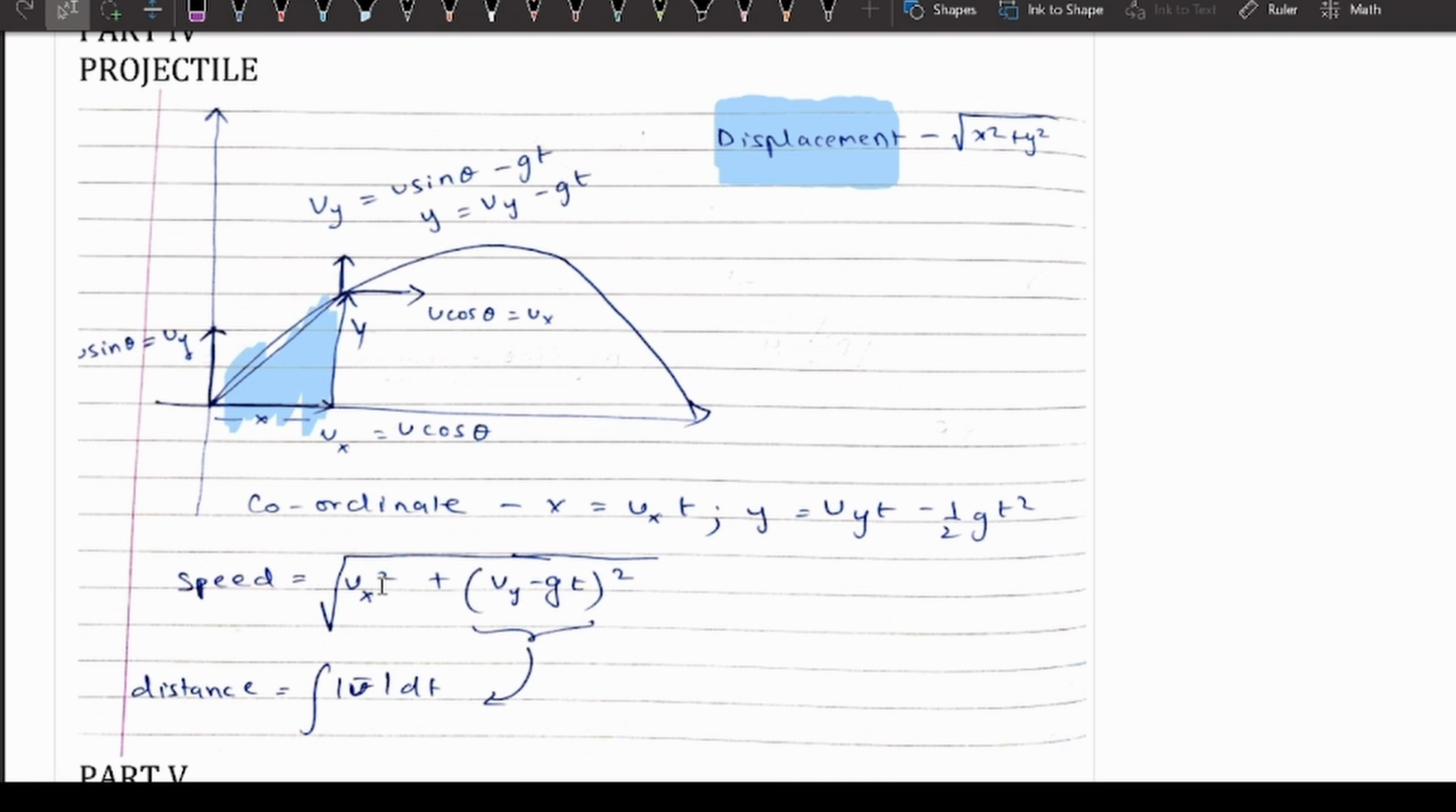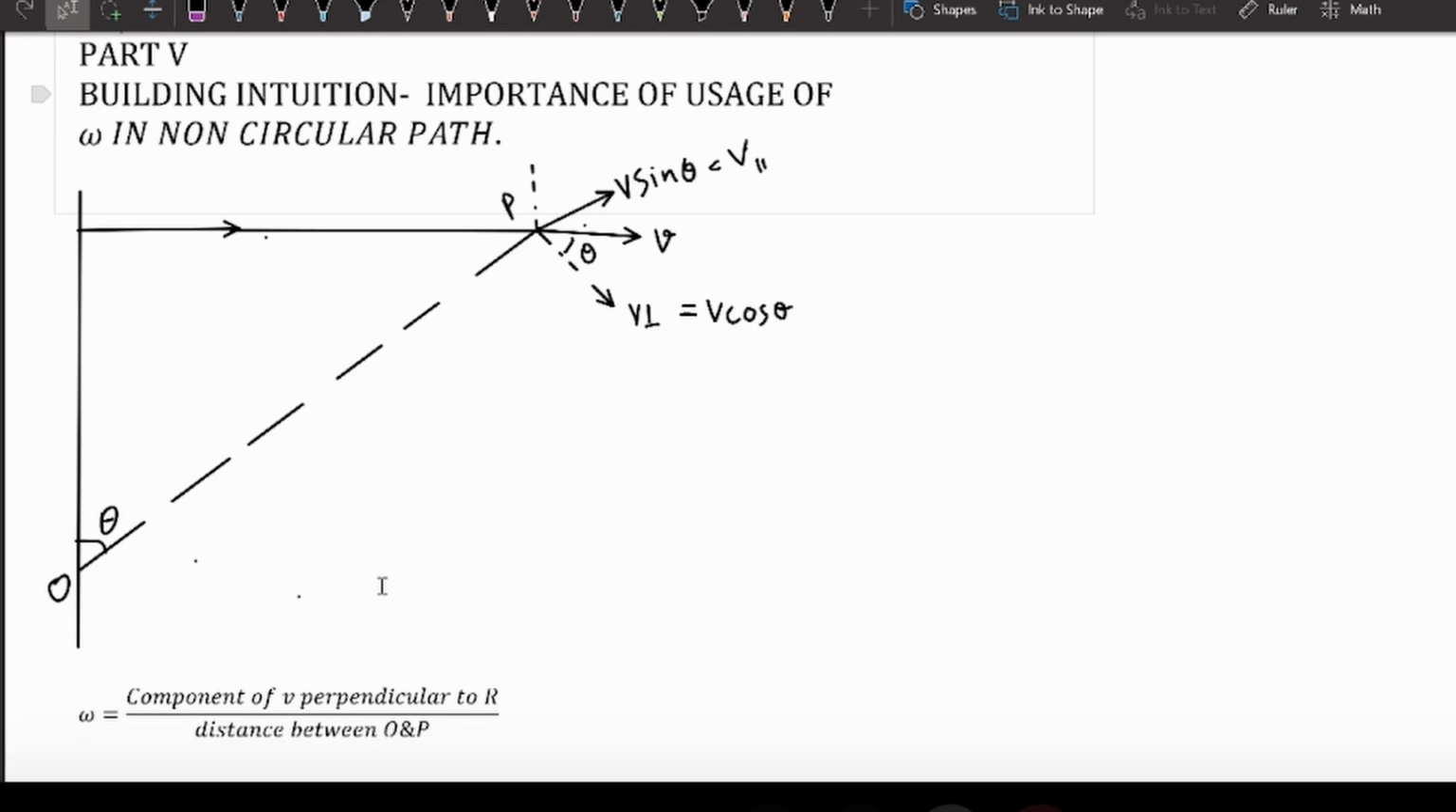Any part you want me to elaborate on or anything? So the real feel of omega comes in understanding the value of omega in a non-circular path. So this is very exciting.